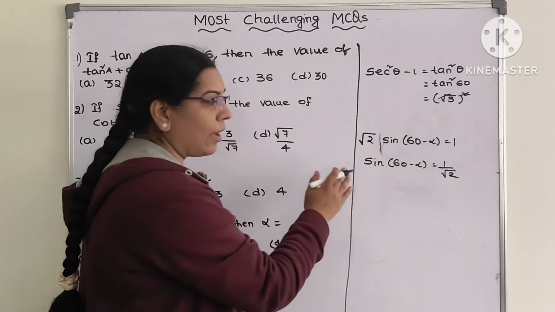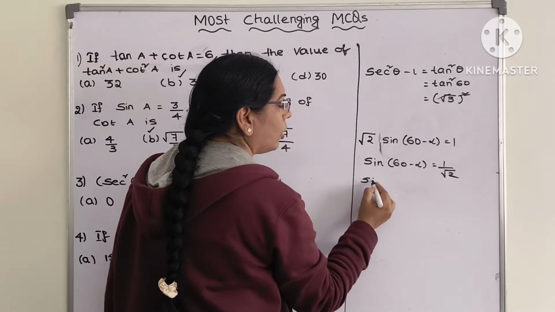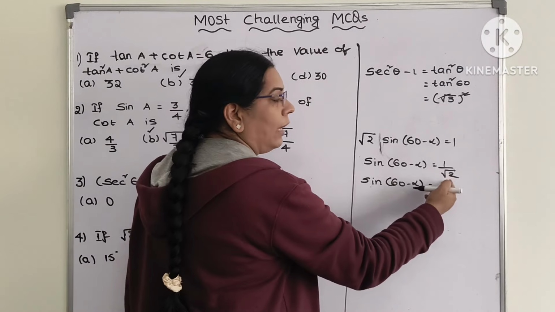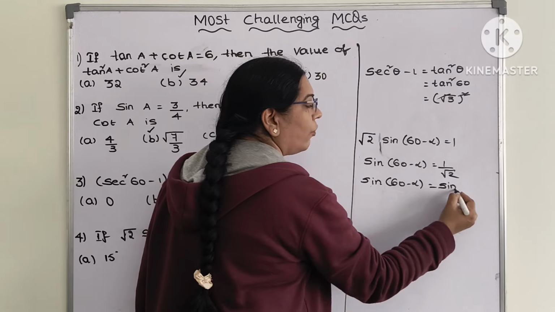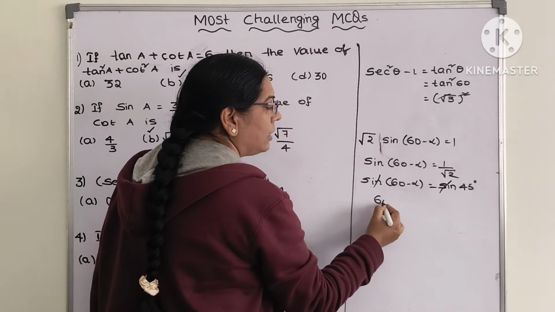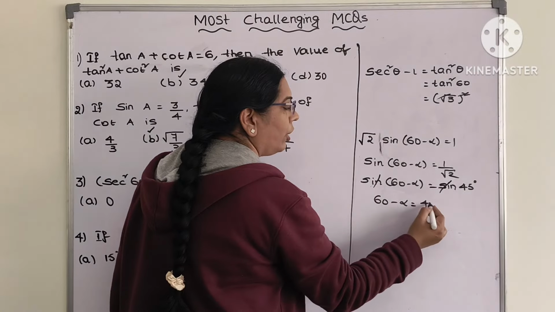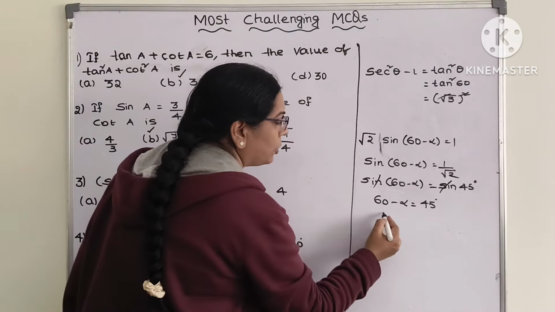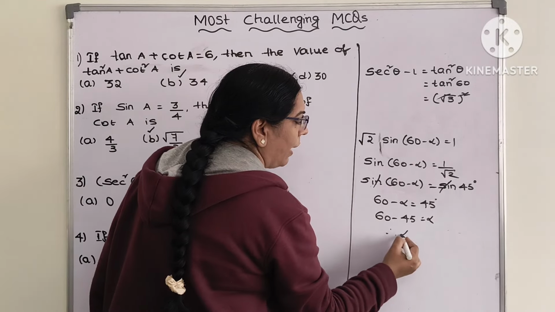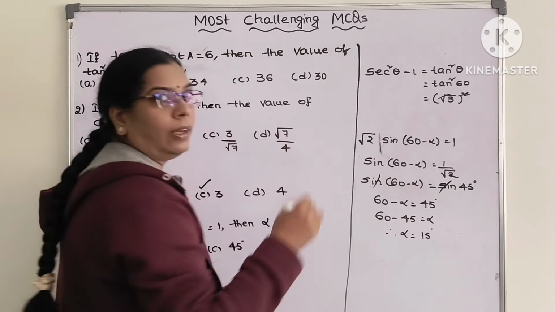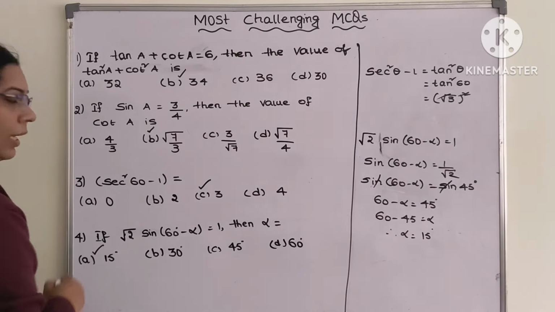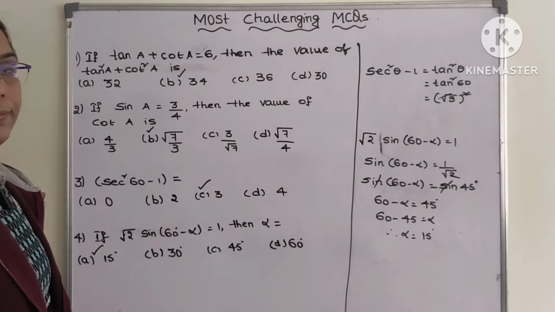Since on the LHS I have sine, I will write the RHS also in terms of sine. In the trigonometry table, I get 1 by root 2 for sine 45 degrees. Sine cancels. 60 minus alpha is 45 degrees. Do the transposition. 60 minus 45 is alpha. Therefore, alpha is equal to 15 degrees. So, alpha is 15 degrees. Option A is the correct option.